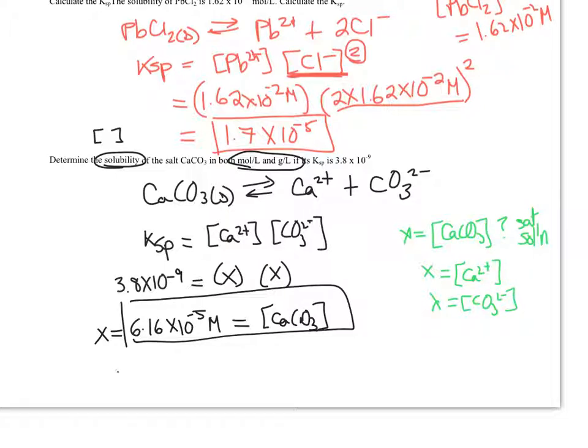For grams per liter, all we have to do is convert that, so 6.16 times 10 to the negative fifth molar means moles per liter. I want it to say grams per liter, so I'm going to put moles on the bottom so they cancel, grams on top, so it would say grams per liter. And to link between the moles and the grams, I just use my molar mass. It's about 100 or 100.1.